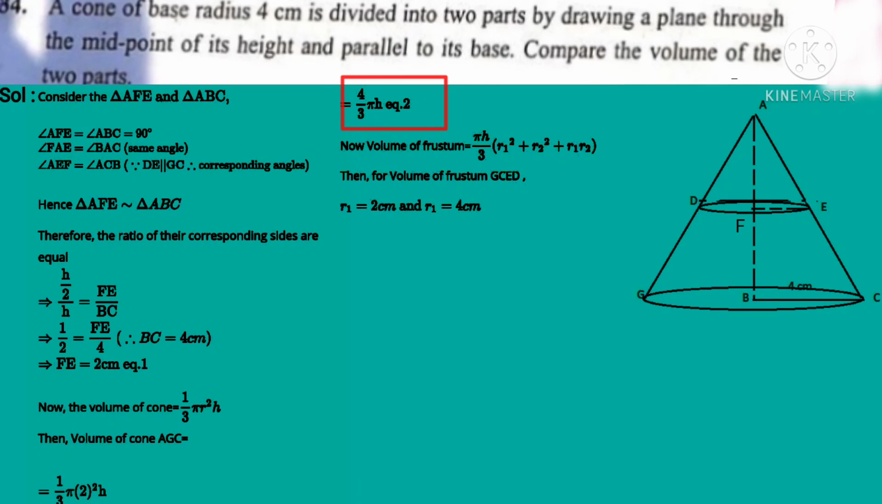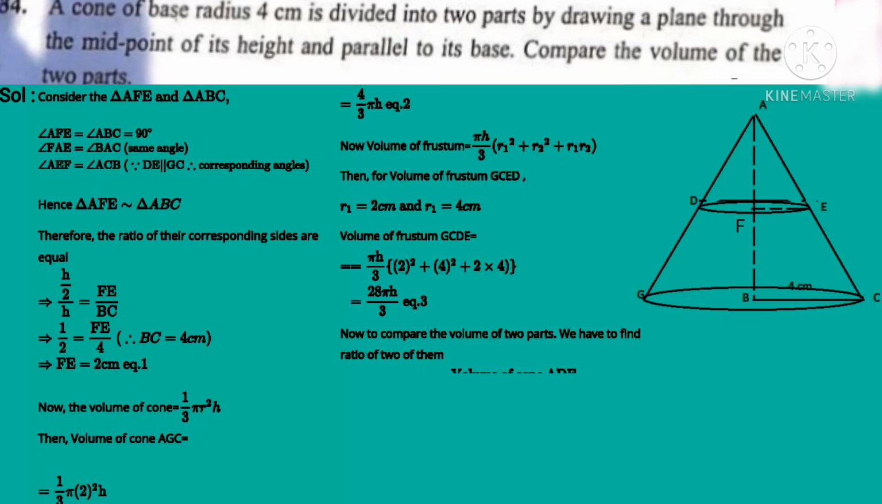Now volume of frustum is equal to pi h by 3 into r1 square plus r2 square plus r1 r2. So here in the frustum, r1 is equal to 2 centimeters and r2 is equal to 4 centimeters. So put the values here. So we will get volume is equal to pi h by 3 into 2 square plus 4 square plus 2 into 4. So we will get 28 pi h by 3. So this is equation number 3.